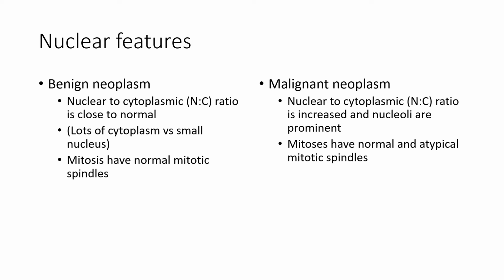Next, we look at nuclear features. Benign neoplasms usually have a nuclear to cytoplasmic ratio, or NC ratio, that is close to normal. That means there is a lot of cytoplasm and a small nucleus. The mitosis has normal mitotic spindles, whereas a malignant neoplasm has a nuclear to cytoplasmic ratio that is increased, and the nucleoli are usually prominent. Mitosis may have normal or atypical mitotic spindles.